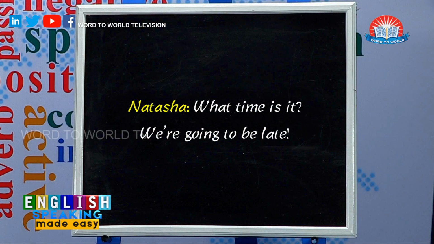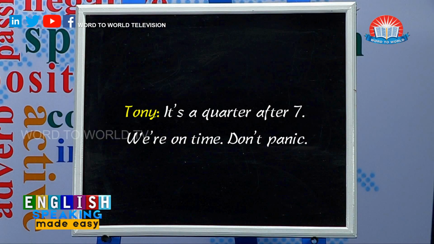So, just listen to what Natasha says. "What time is it? We are going to be late." In that context, what she's trying to say is, we are going to be late. And Tony is very cool. So he tells her, "It's a quarter past 7. We are on time. Don't panic." Panic means don't get so frightened, don't get so panicky. "We will reach there on time."